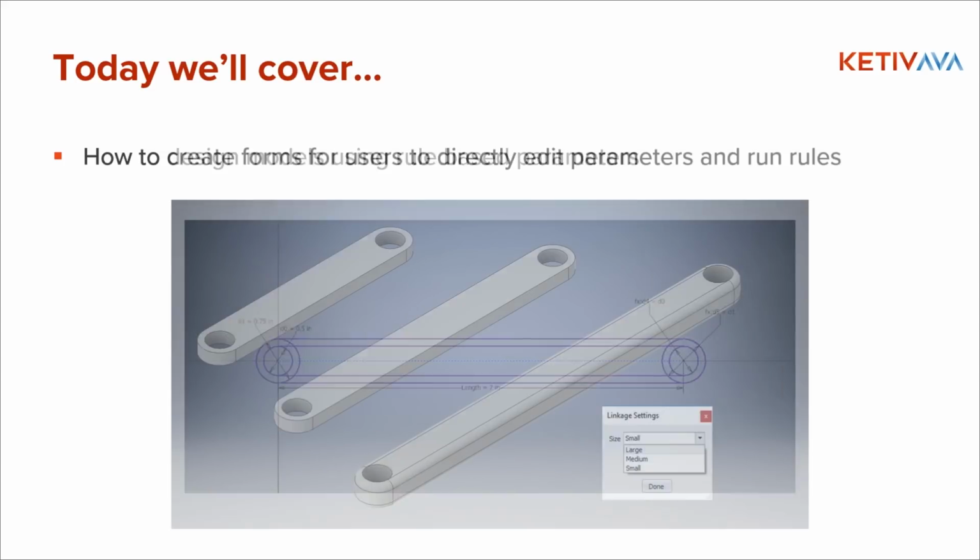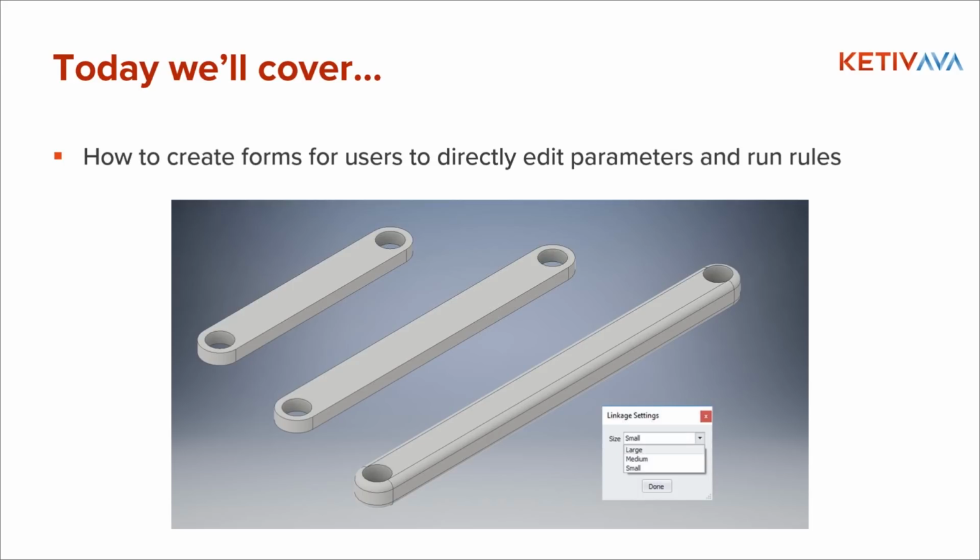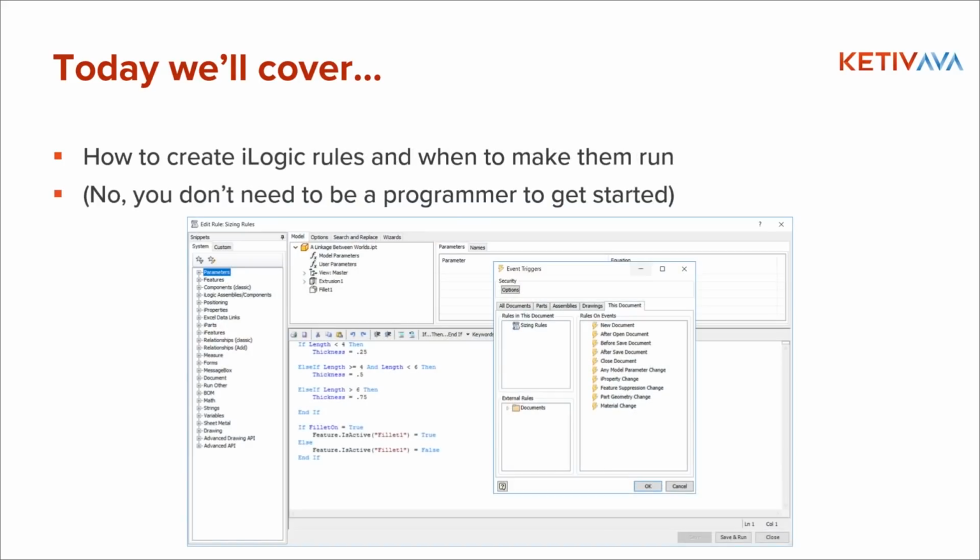Now, once we get that going, I'll explain how you can create a form to directly edit parameters and run rules from that form. So an end user can just pick and choose specific items, and a bunch of stuff will happen behind the scenes that you'll set up. And lastly, we'll go over how to create these iLogic rules and the different ways we can make them run, what options you have with that. And again, you don't need to be a programmer to get started on this.